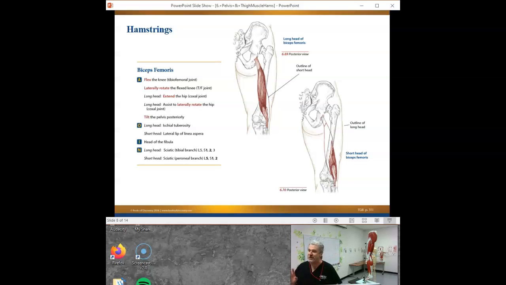I'm telling you that because eventually on tests it won't say knee joint anymore. It'll say your tibial femoral joint. You're absolutely right. And which head of the biceps femoris, Ms. Torres, only goes across one joint? The short head. Which joint does it go across? The knee. Yes! What's the fancy name for the knee?